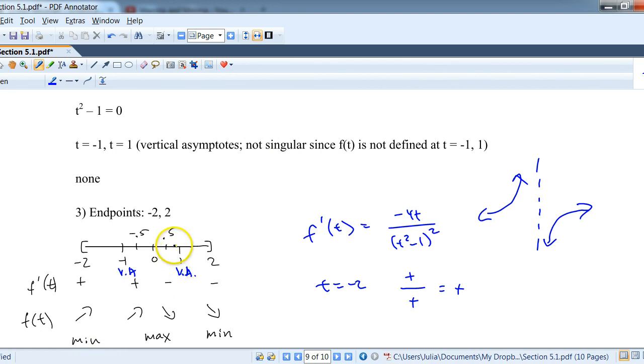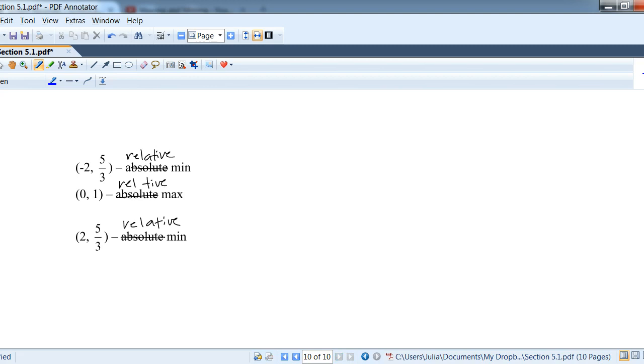And same thing, we can plug in positive 0.5. This time we'll get a negative because the top would be negative. And at 2, we also get negative for the same reason. The top is negative. So we do have a maximum at 0, but we do have 2 minimums at the endpoints based on our first derivative test.